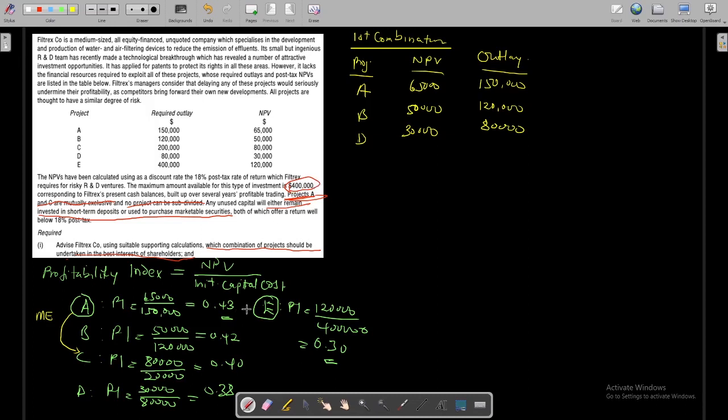So we should move on to the next one, which is project E. However, project E requires 400,000. So therefore we cannot undertake that project because projects are non-divisible. Therefore the total of this will give us 350,000 with the NPVs giving us 145,000.